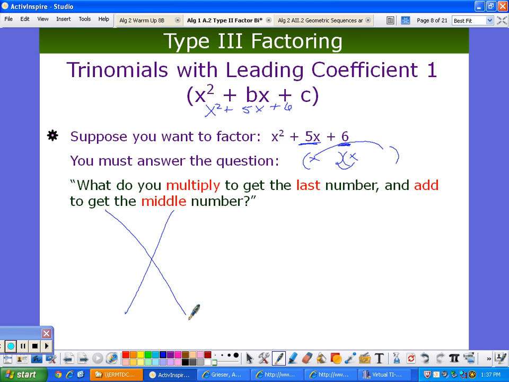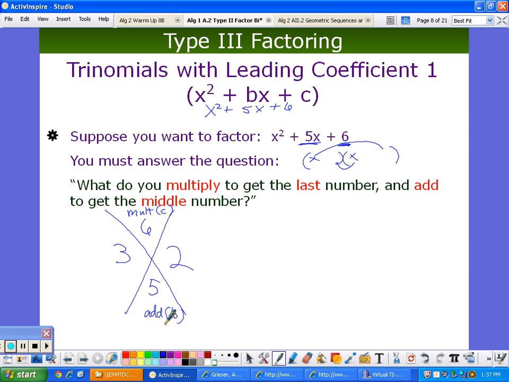I have this little device I use here. I put the number we multiplied, which is the c, that last number, on top. And the number we're adding to, the b, goes on the bottom. And I say, can we see it now? What 2 numbers multiply to 6, but add to 5? You see that? 3 and 2. Does it work? 3 times 2 equals 6, and 3 plus 2 equals 5.